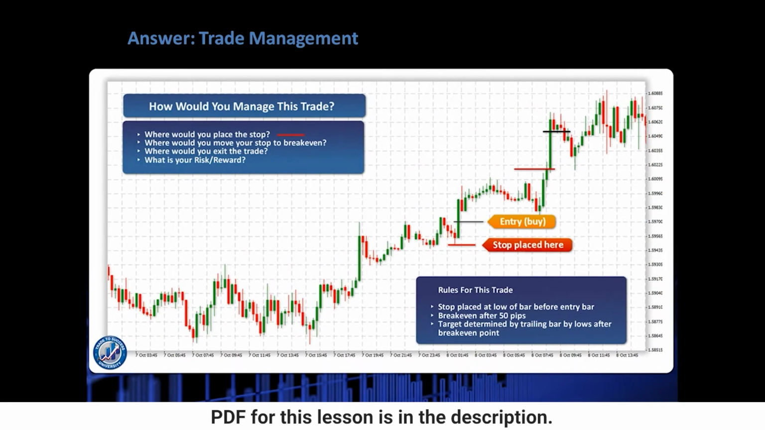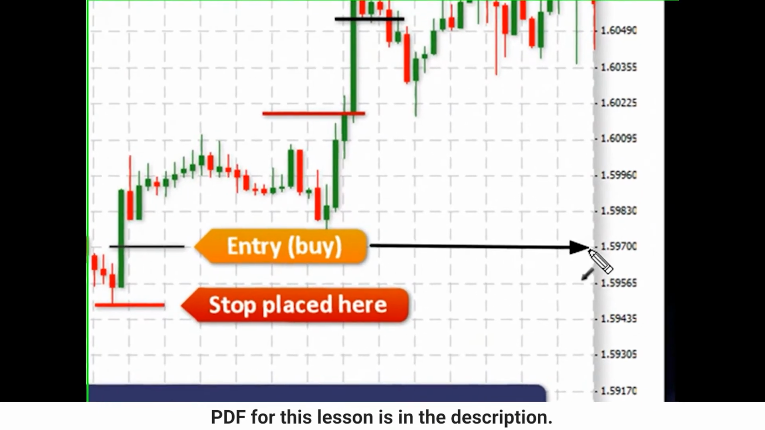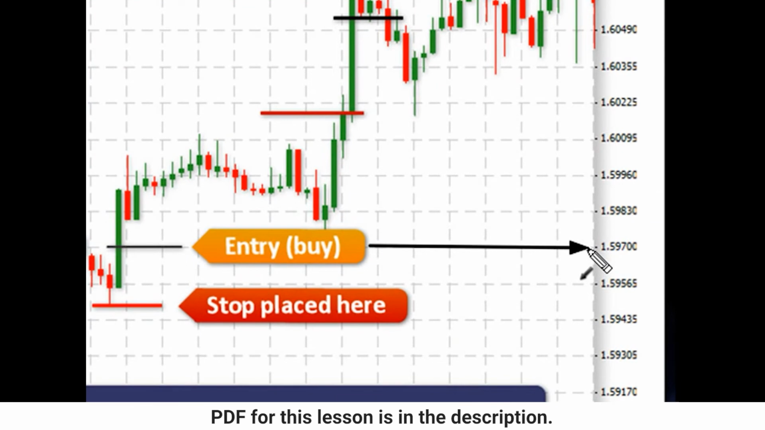Where are we going to break even? Well, we need to break even after 50 pips. So if we look at our entry, we see that our entry is at 1.5970. So when we add 50 pips to that, remember the fourth decimal place is 1 pip. So if we look at the 5970 and add 50, we get 6020. And if we try and find 6020, we will see that it is around about this price right here, 1.6020.